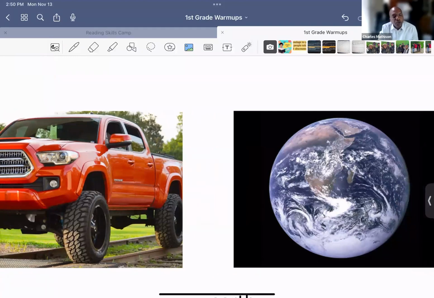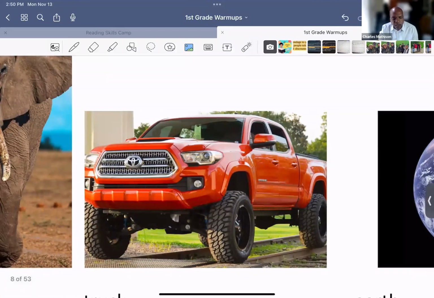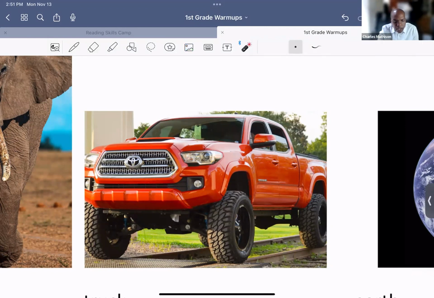We also use the shape to describe pictures. So the earth has a round shape. The wheels on this car have a round shape. The windows have a squarish kind of shape. So here are the windows. This has a rectangular type of shape.